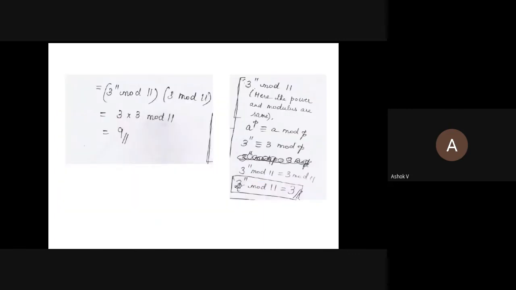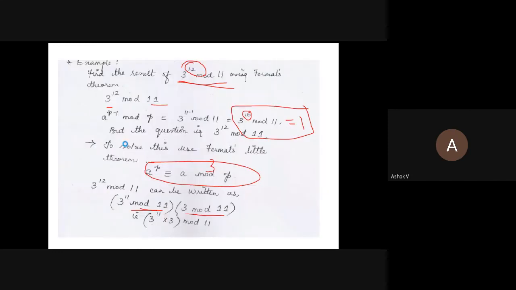So how are we getting the value of 3 power 11 when applying the second theorem? 3 power 11 mod 11 will always yield the result as 3, and 3 mod 11 will yield 3. When multiplying, 9 mod 11 will always yield 9. Even in the first version, 3 power 10 mod 11 into 3 square mod 11, you will get the result as 9.